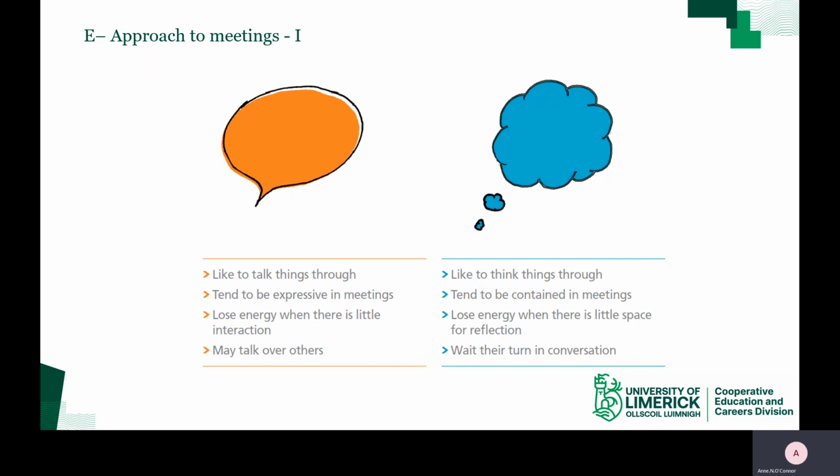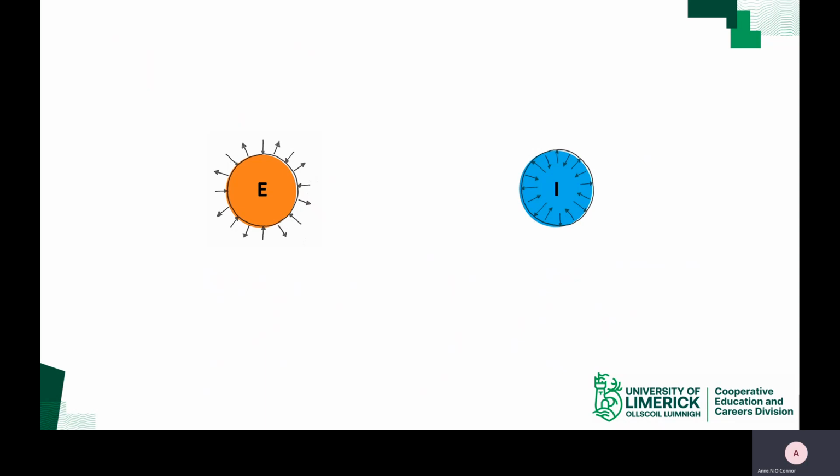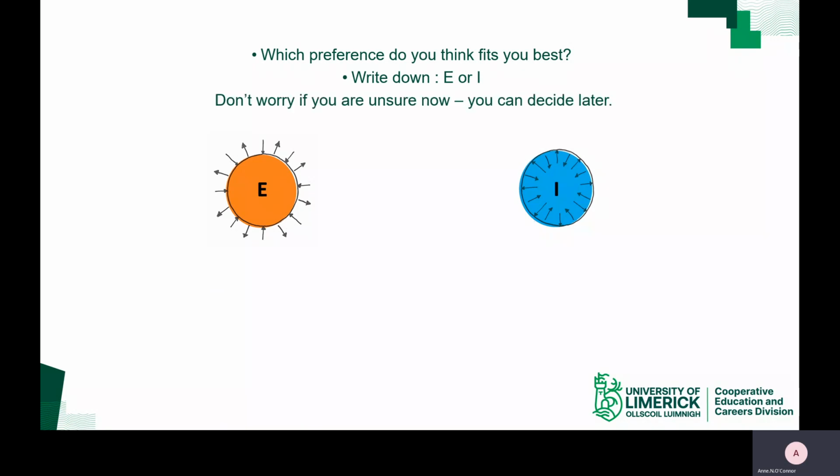If you didn't have an understanding of people's preferences, that frustration could happen. Now, what I would like you to do is decide where you sit, or what your preference is. On a piece of paper, write down E or I. You maybe haven't decided yet, and that's okay. You can decide later, but I would like you to really think about what your preference is.